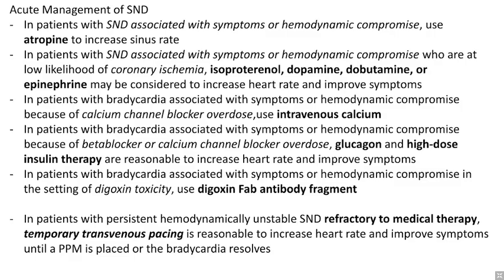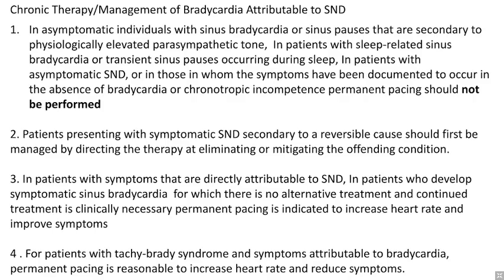What's the acute management of SA node dysfunction? Of course, we can use atropine, isoproterenol, dopamine, epinephrine, glucagon, or high-dose insulin therapy if beta blocker or calcium channel blocker overdose. If digoxin overdose, digoxin antibody fragments we can use, or temporary pacing if very severe bradycardia, and especially if symptomatic very severe bradycardia.